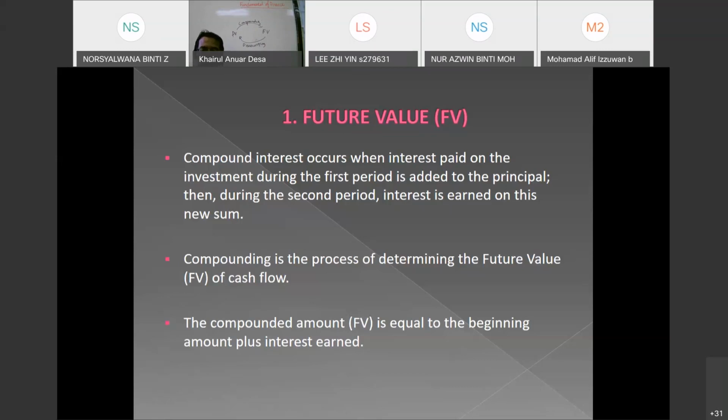Kata kunci ataupun keyword untuk future value sama ada soalan tersebut menerangkan future value secara terus ataupun dia menggunakan perkataan compound or compounding. Okay, the keyword for future value, either they use future value clearly or they state compound or the process of compounding. Alright, what is the future value? Future value is the process of compound interest that occurs when interest paid on the investment during the first period is added to the principal. Then during the second period, interest is earned on a new sum.